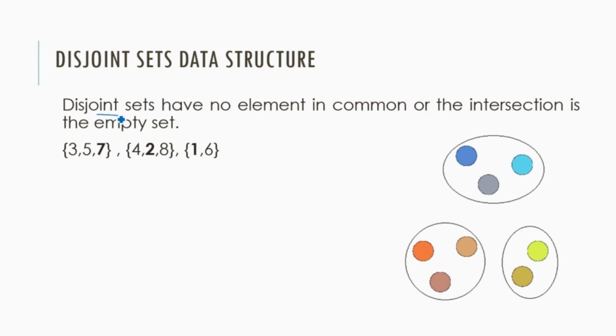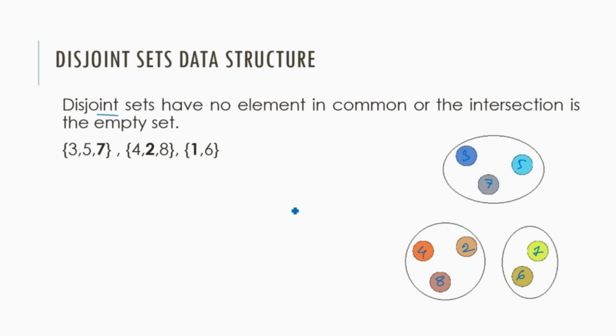The name disjoint is self-explanatory. For example, here we see three sets. We number the balls like 3, 5, 7, 4, 2, 8, 1 and 6. We see that there are three sets and there is no common element.